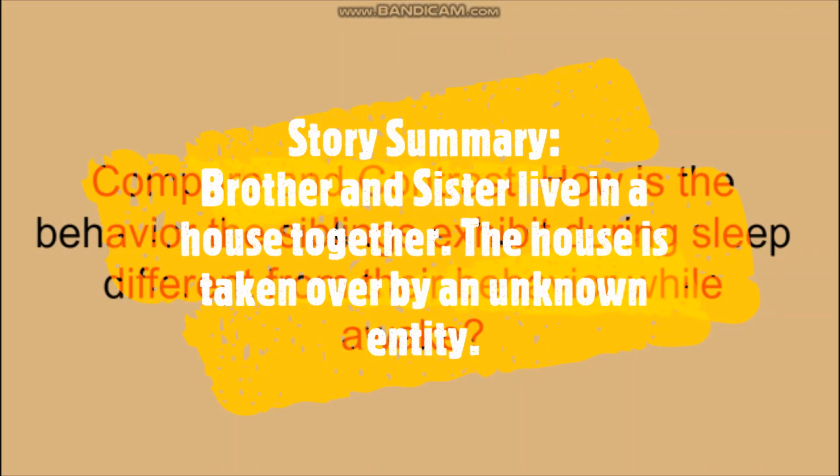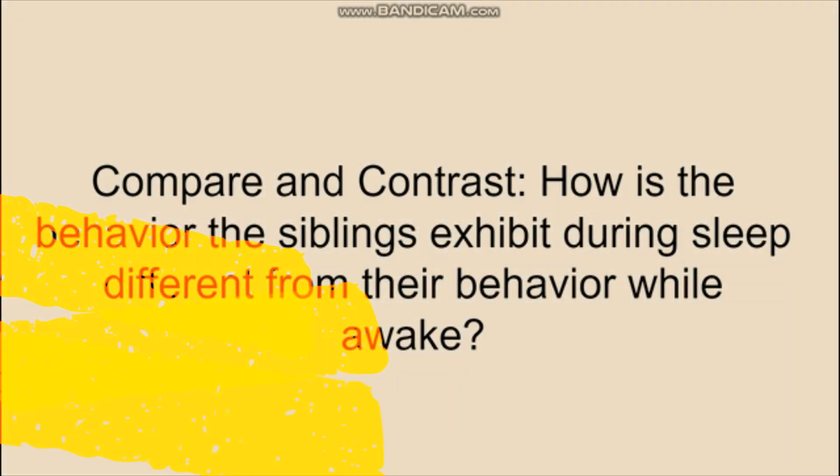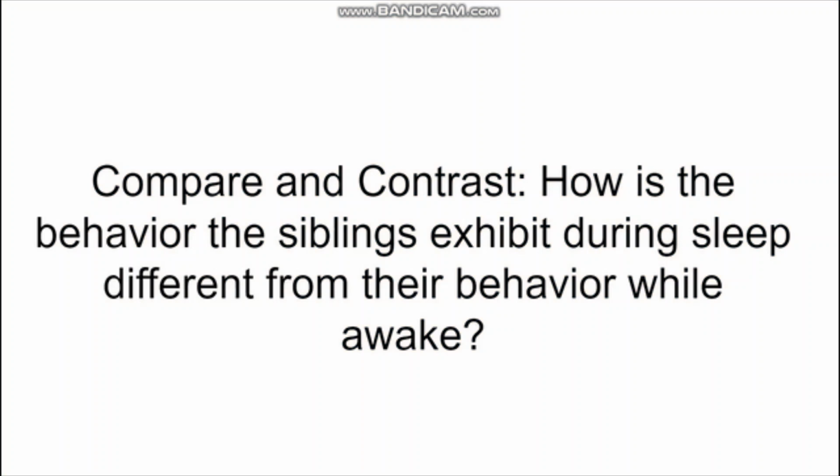So the story is about a brother and a sister who live in a house, and they live throughout a certain time period in the story in the house, and eventually the house gets taken over by this unknown entity. So looking at our question, we need to make sure that we are focusing on the right comparison. The first thing that we need to look at is how they behave while they are asleep, and how is this behavior different from while they are awake. So we're not necessarily comparing the two siblings, we're comparing both siblings' actions from day to night.